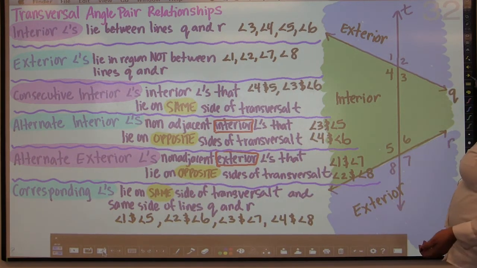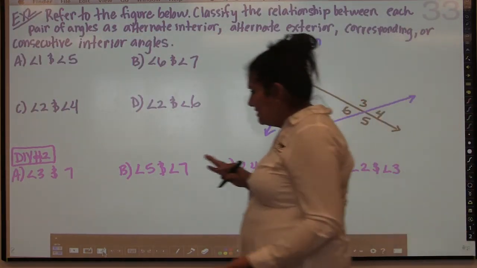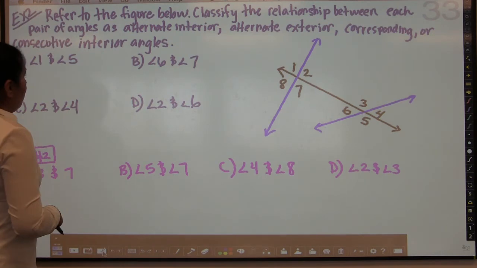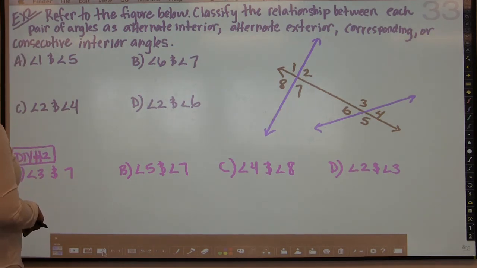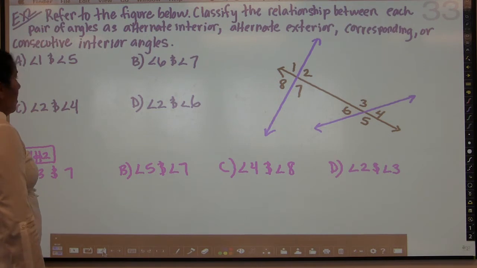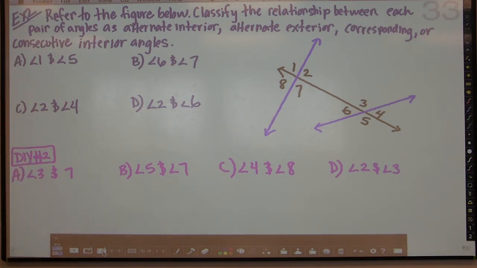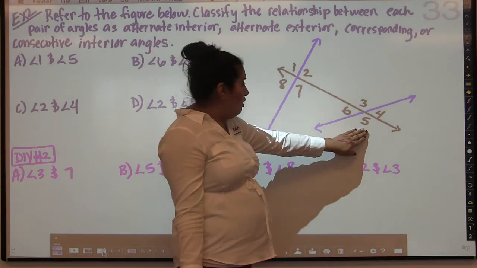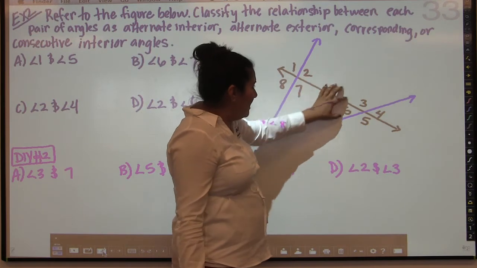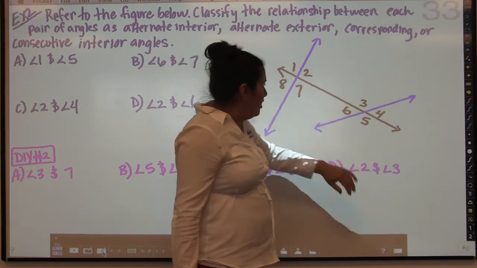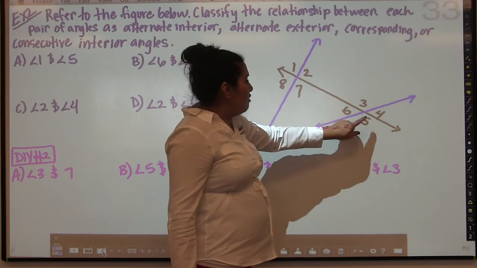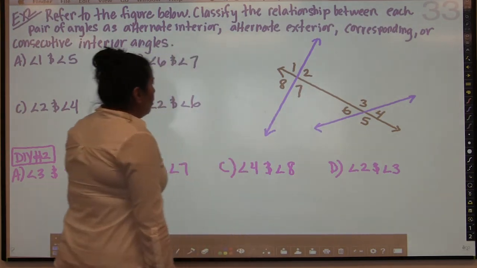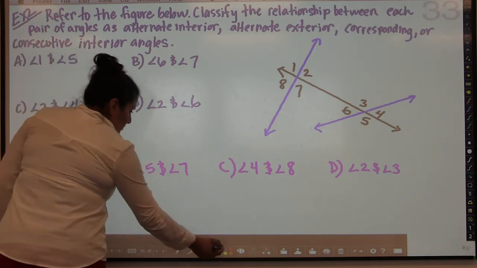So in our next example, we're going to be classifying this stuff. All right, so it says, refer to the figure below, classify the relationship between each pair of angles as alternate interior, alternate exterior, corresponding, or consecutive interior angles. So first up is angle 1 and angle 5. So we see that angle 1 and angle 5 are exterior angles. They're on the outside of the two lines. This would be the interior. This would be exterior, this would be exterior. So angle 1 and 5 are exterior angles, and they're on opposite sides of the transversal. So they're going to be alternate exterior angles.